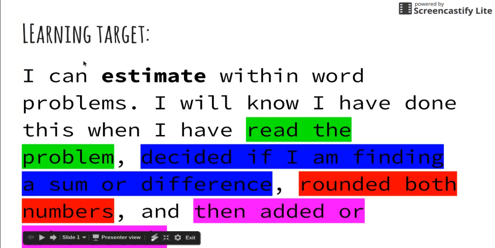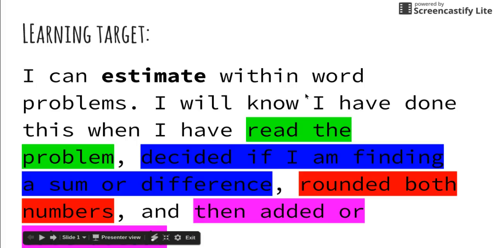To be learning about estimating within word problems. So our learning target is I can estimate within word problems. Yesterday we focused on rounding both numbers and then either finding a sum or difference of those numbers. So today we're going to be doing the same thing, but we're going to have to add an extra step to that.